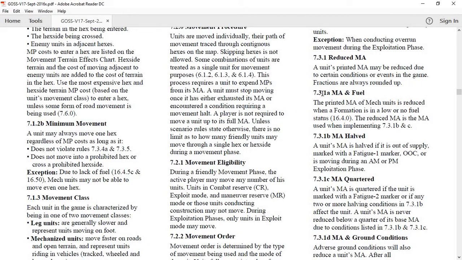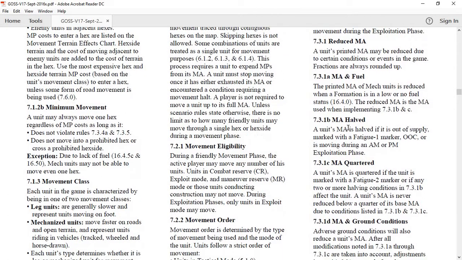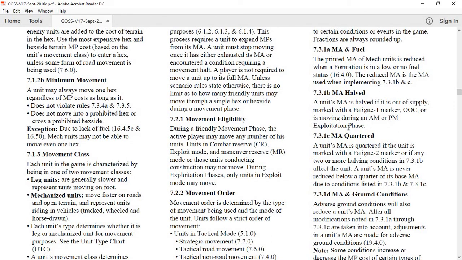MA and fuel. The printed MA of mech units is reduced when a formation is in a low or no fuel status. The reduced MA is the MA used when implementing such rules. MA halved. Oh, that is so when implementing these 2 rules, MA halved and MA quartered. Okay, so the reduced MA is the MA used when halving and quartering.